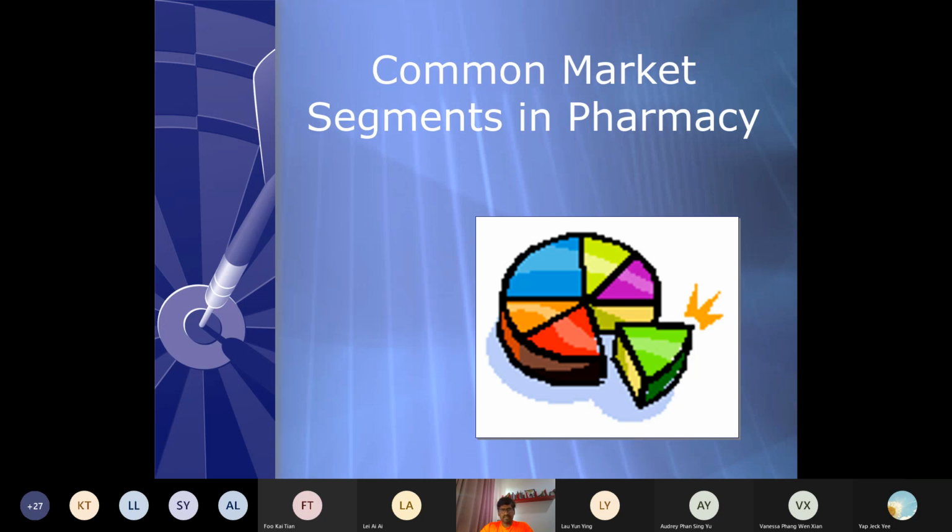So it is an essential component of any pharmaceutical company's success to segment the market. Even if it is a pharmaceutical company, market segmentation across the pharmaceutical sector or beyond usually falls into the 4 categories that we will be discussing in this class, one after another.